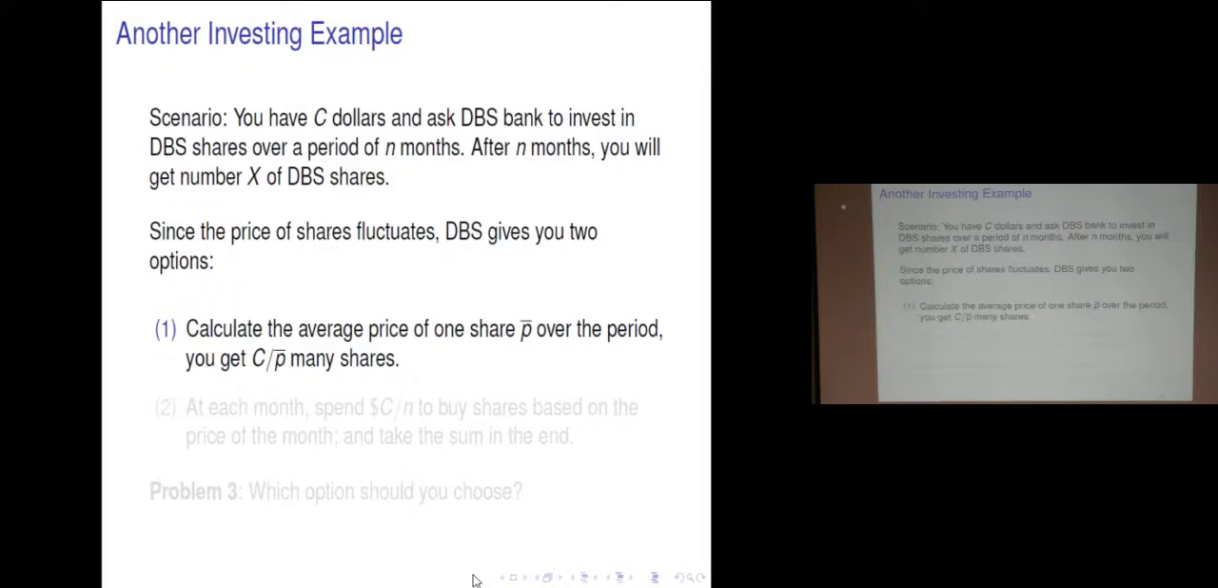DBS gives you two options. The first option is you calculate the average price of a single share over the n months, and then you divide C by this P bar. You get this amount of shares. We are going to have the mathematical formula in the next slides. So this is the first option: you calculate the amount based on the average price.